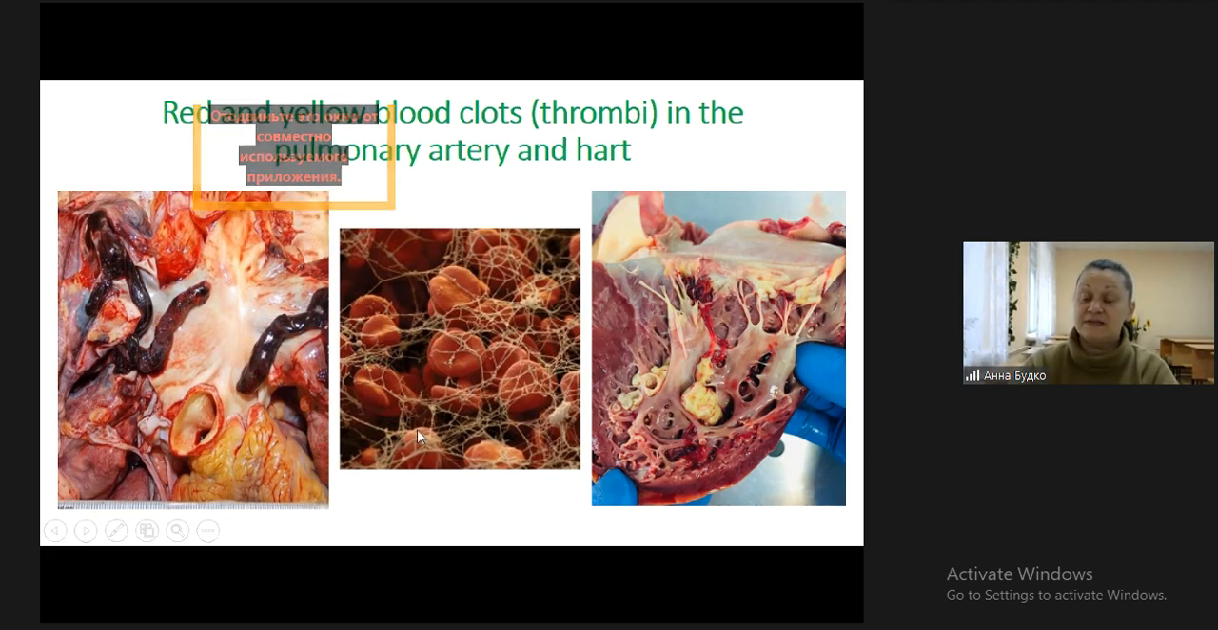Because you can see fibers of fibrin, and between these fibers, erythrocytes. As a result, thrombi have red color. If erythrocytes go outside, into the cavity of the heart or blood vessels, you can see in thrombi only fibers of fibrin. As a result, thrombi have a very elastic consistency and a white and yellow color.